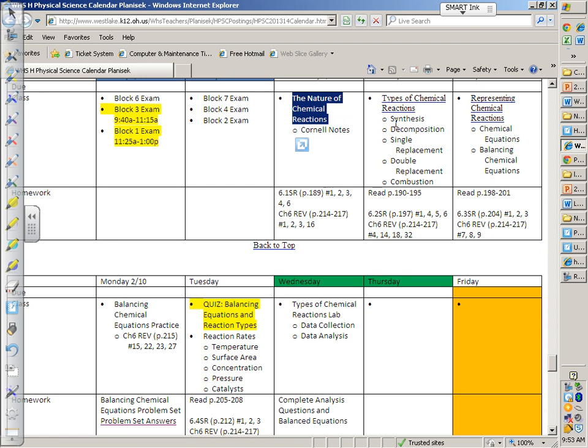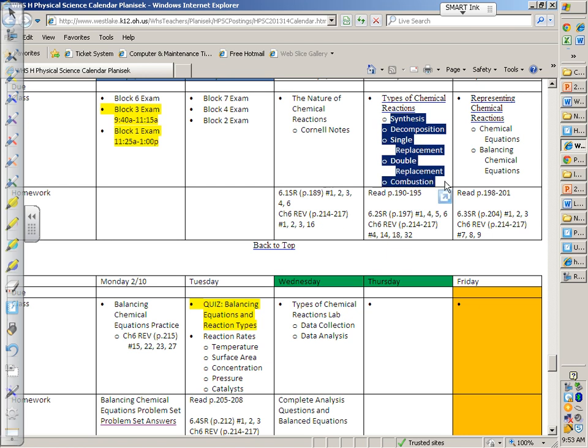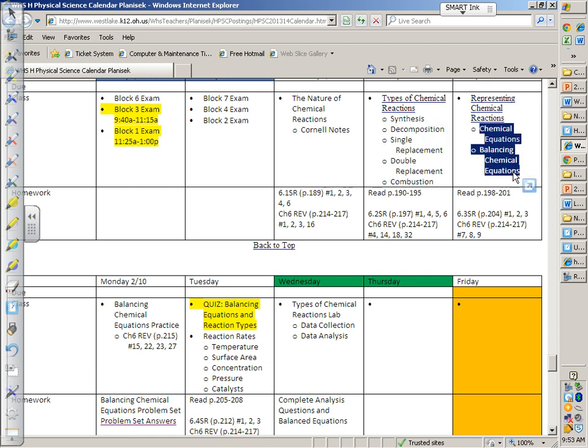On Thursday of last week, we talked about the different types of chemical reactions and how they fall into patterns when we start looking at what the reactants are and what the products are and how this reaction is similar to that reaction, etc. Then on Friday, we talked about chemical equations and balancing chemical equations. And we are going to do a little bit more of that today, a lot more of that today. That is our plan for today.